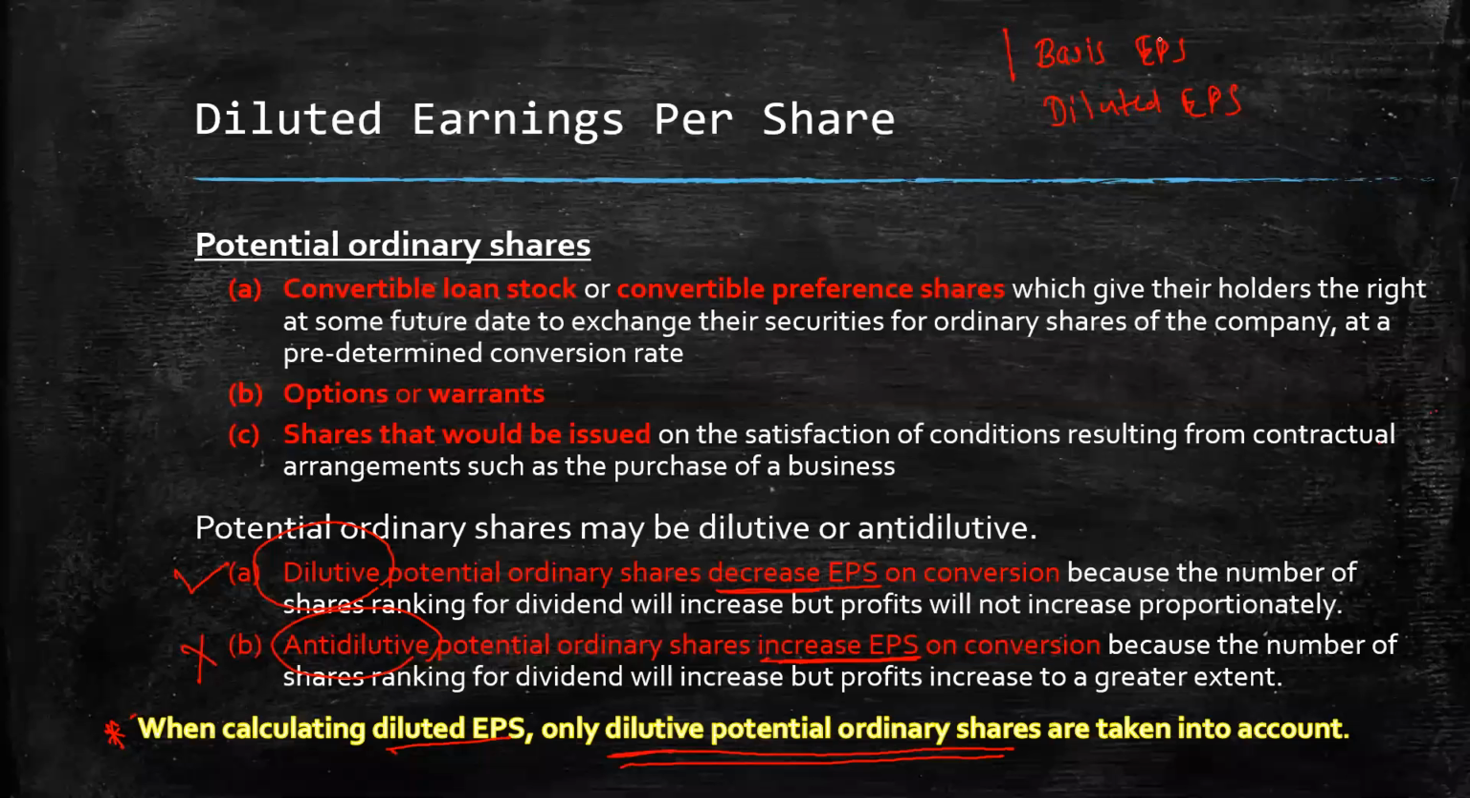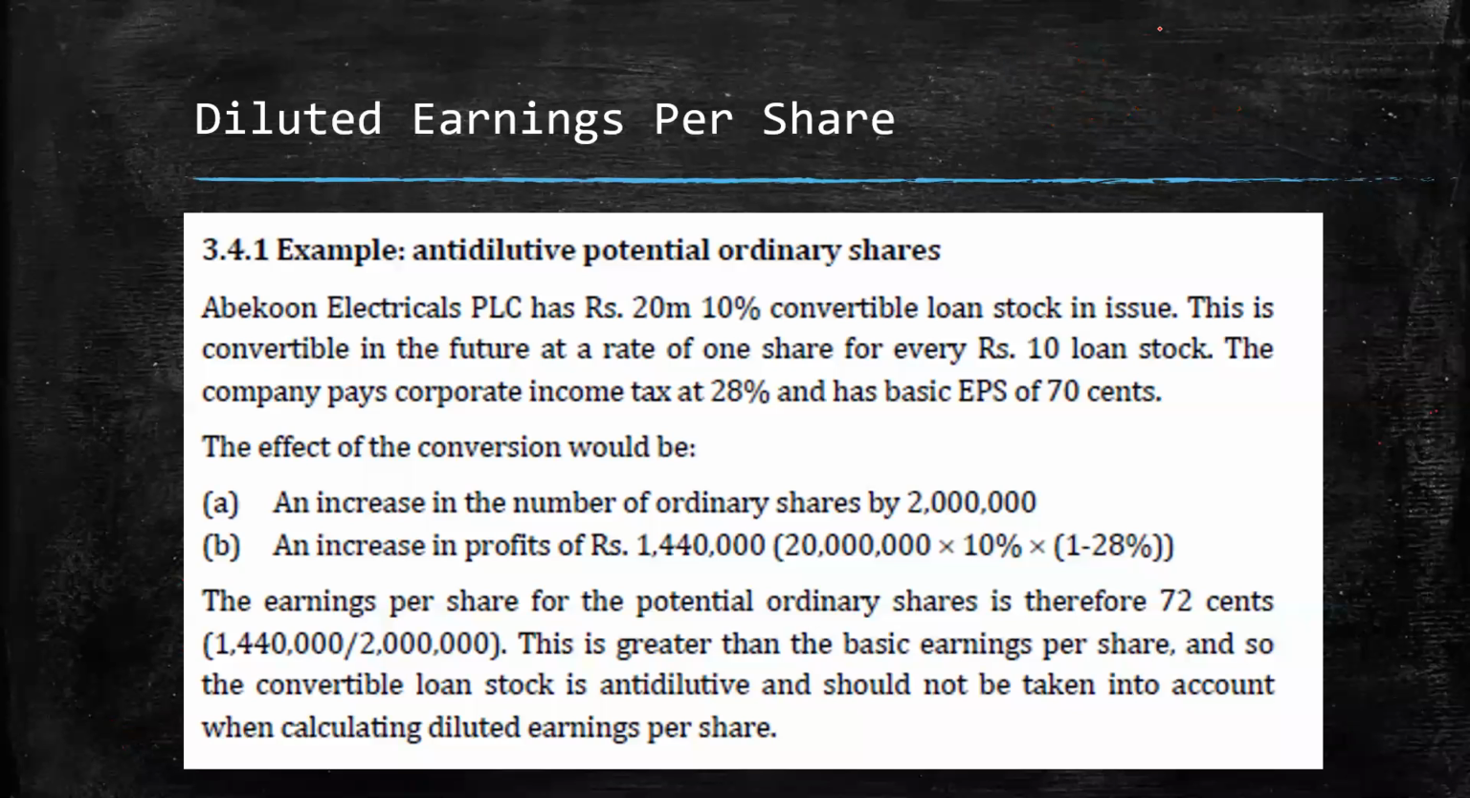Compared to diluted earnings per share. Right. So here we have an example. Right? This is done for you. Read it out. Abecon Electricals PLC has 20 million 10% convertible loan stock in issue.